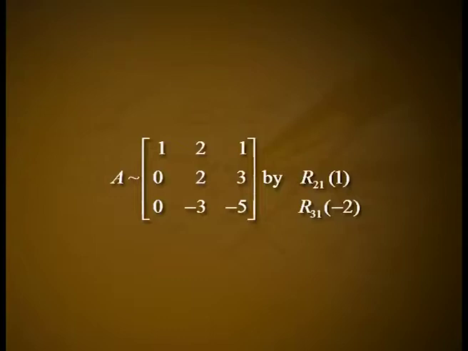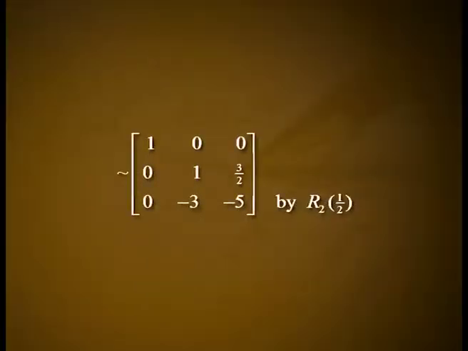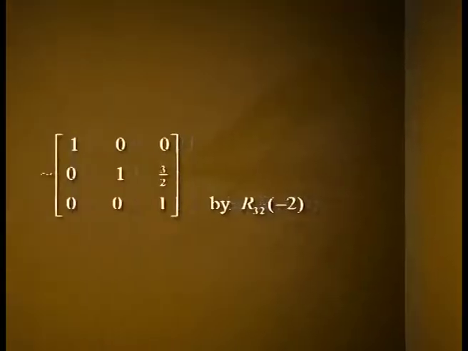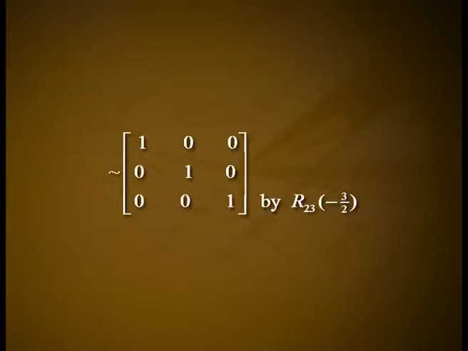Solution. A is equivalent to [1 2 1; 0 2 3; 0 -3 -5] by R2 + R1, R3 - 2R1, which is equivalent to [1 0 0; 0 2 3; 0 -3 -5] by C2 - 2C1, C3 - C1, which is equivalent to [1 0 0; 0 1 3/2; 0 -3 -5] by R2 times 1/2, which is equivalent to [1 0 0; 0 1 3/2; 0 0 -1/2] by R3 + 3R2, which is equivalent to [1 0 0; 0 1 3/2; 0 0 1] by R3 times -2, which is equivalent to [1 0 0; 0 1 0; 0 0 1] by R2 - 3/2 R3. Hence, the normal form of A is the matrix I3.